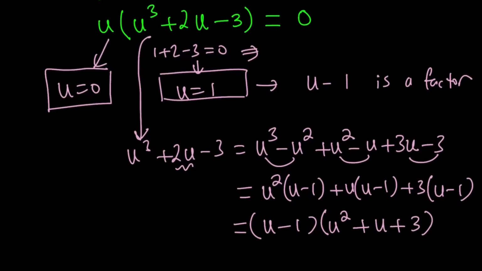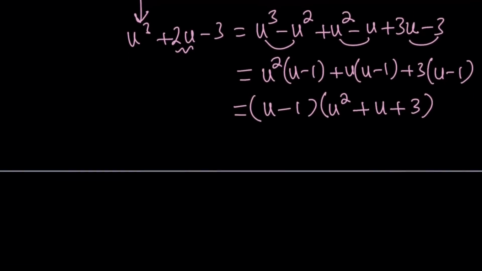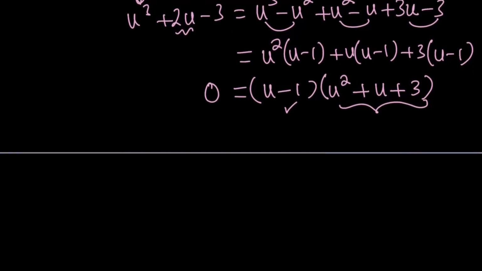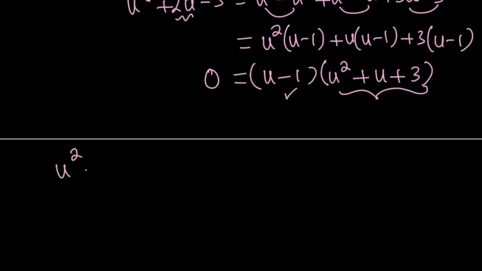So the cubic was factored into a linear and a quadratic, the product of two polynomials, which is nice because now we can set this equal to 0 and find more solutions. We already know u equals 1 is a solution, so this one checks that. But let's go ahead and focus on the second equation, the quadratic. This quadratic, unfortunately, or should I say fortunately, doesn't have any real solutions. Its discriminant is less than 0, so it's going to have complex, non-real solutions.